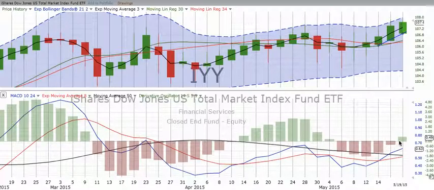The light red and green lines are the derivative oscillator. It is another indicator that we use. We don't count on it nearly as much as we do the MACD.